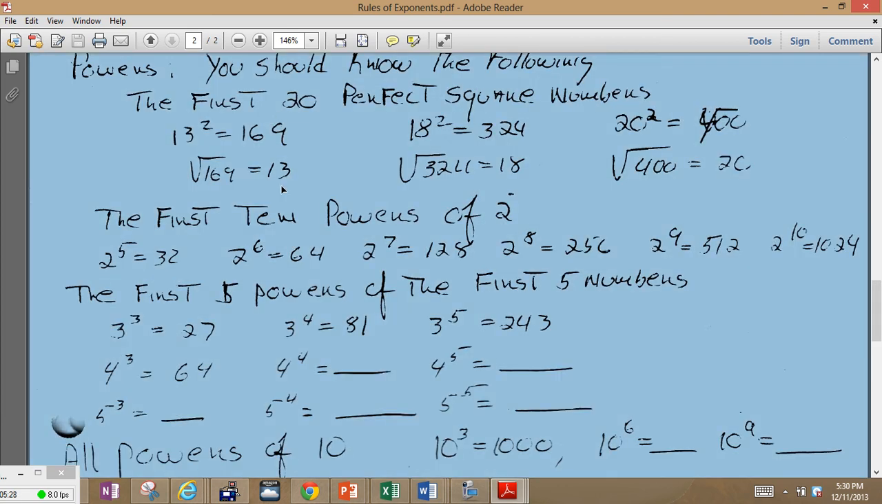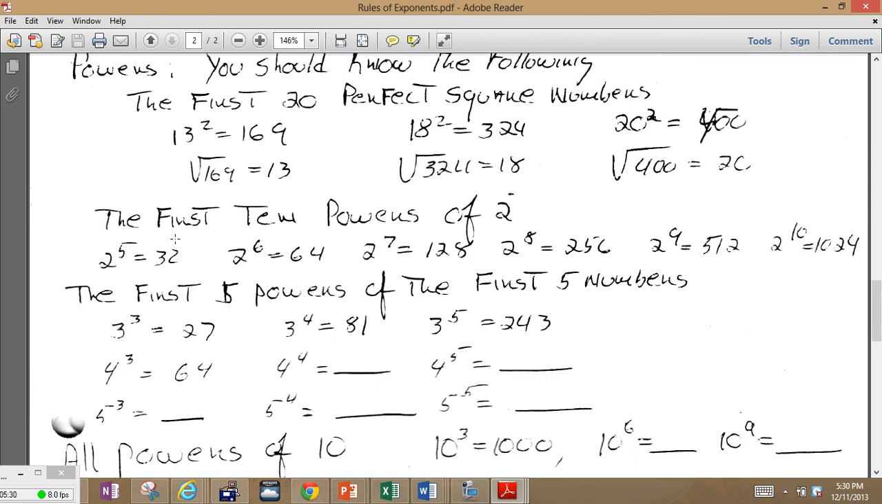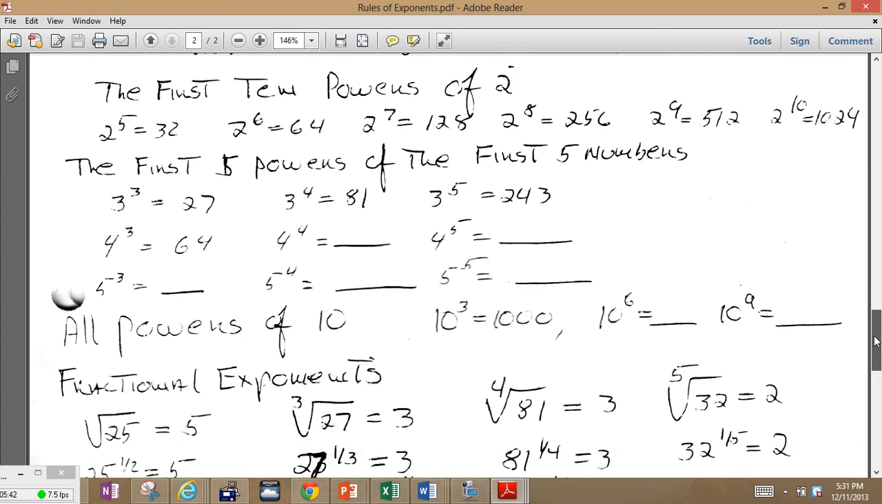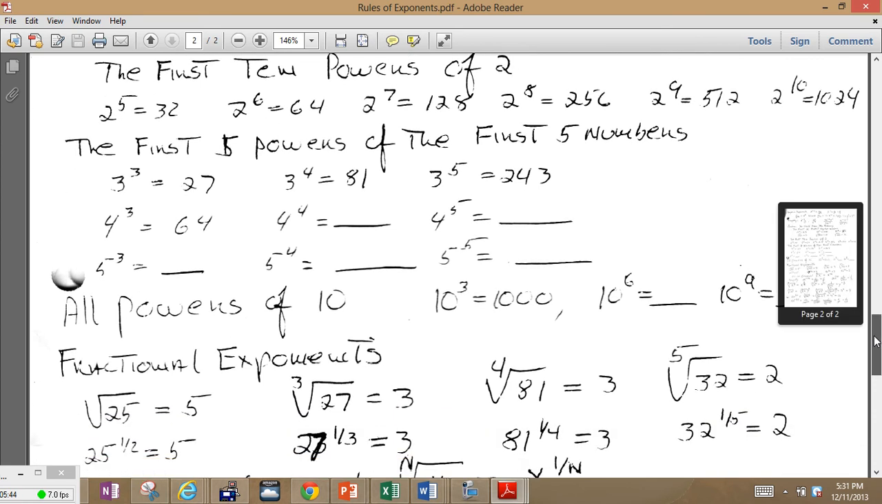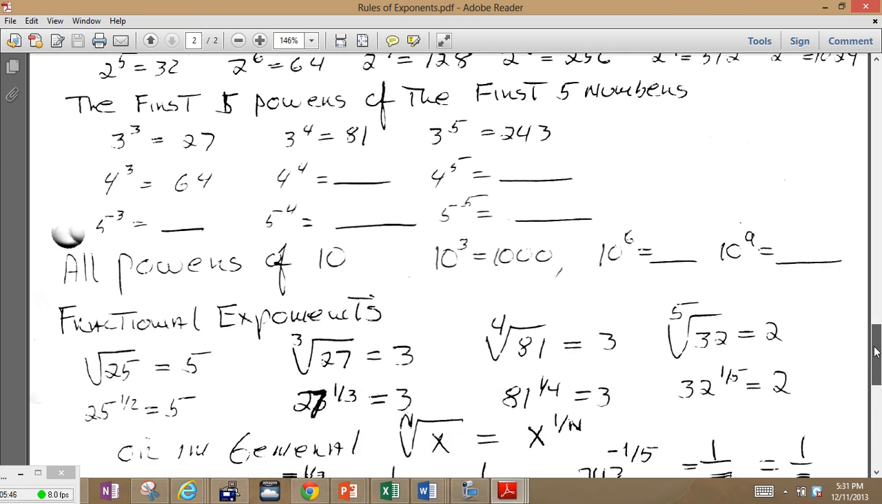of the first 5 numbers. So again, let me say 2 to the 5th. We knew that was 32. You know 3 cubed, but you should know 3 to the 5th, which is 243. And you should have all these down without hesitation, okay? Of course, you should know all powers of 10, okay?